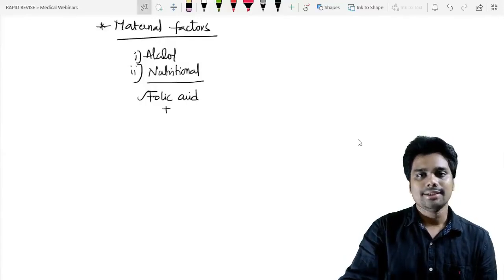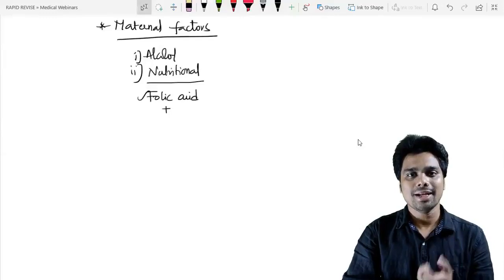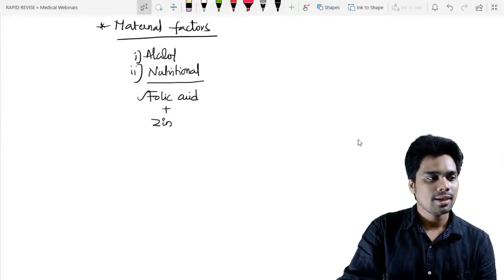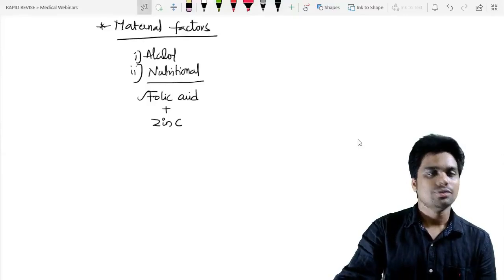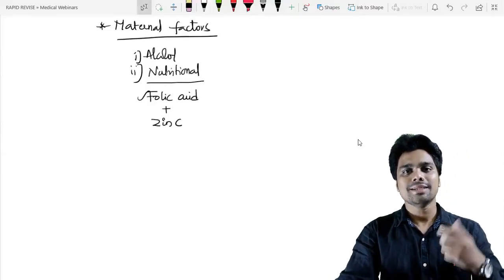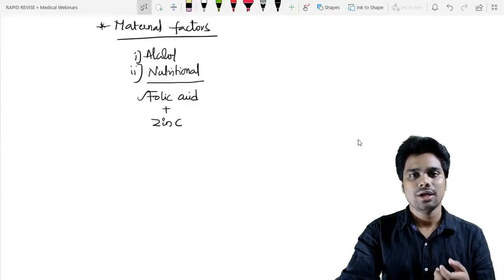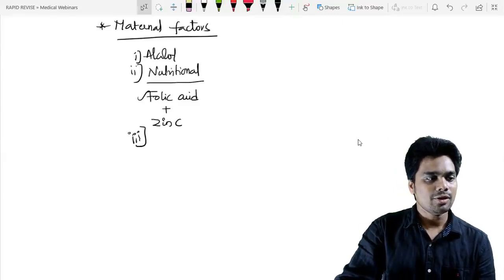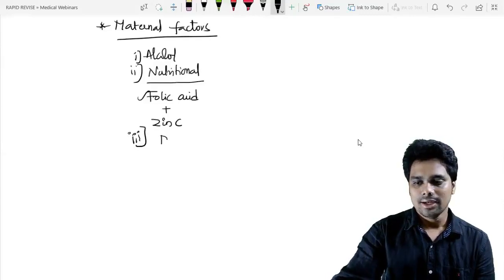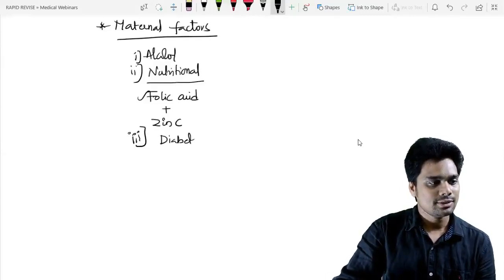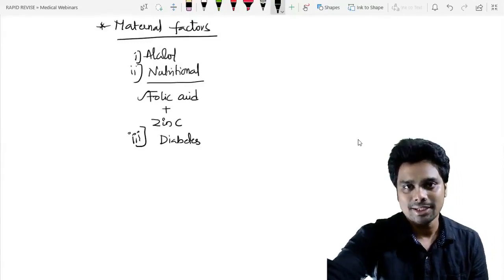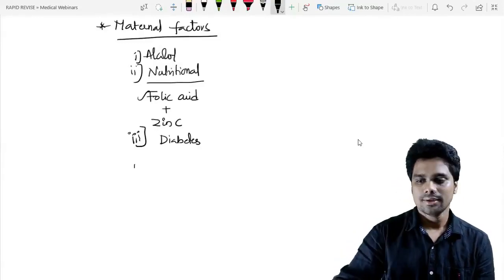Along with folic acid, you need to remember one more mineral which is implicated in causation of neural tube defects, that is zinc. So this is the reason we give periconceptional folic acid supplementation to the expectant mothers. And there are a few more etiological aspects, right? One is diabetes in mother. Insulin dependent diabetes mellitus in mother is also a causative factor.